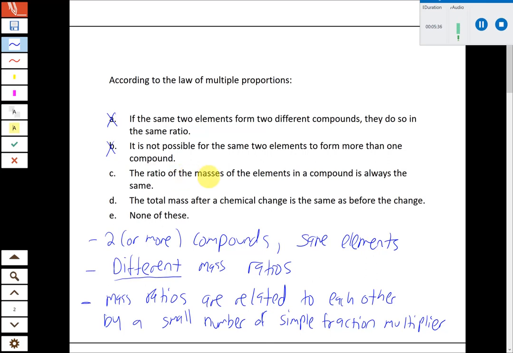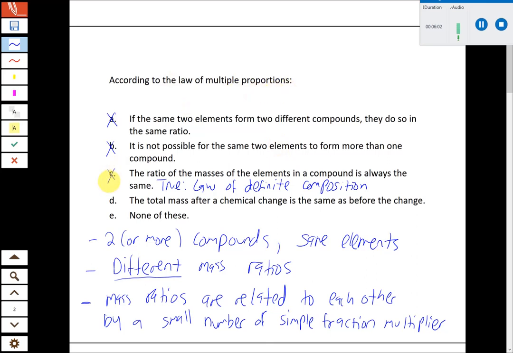C, the ratio of the masses of the elements in a compound is always the same. This is true, but this is part of the law of definite composition. So this is not a false statement, but it just doesn't apply to the law of multiple proportions. Okay? So there are three mass laws. We need to be able to distinguish them. And even though this statement is correct for the law of definite composition, it is not part of the law of multiple proportions. That's why we're not going to include that one.